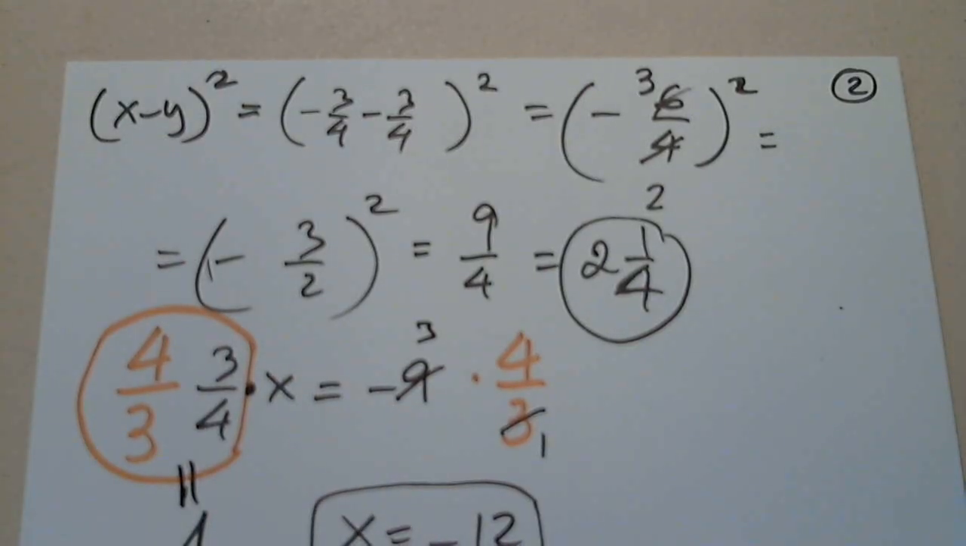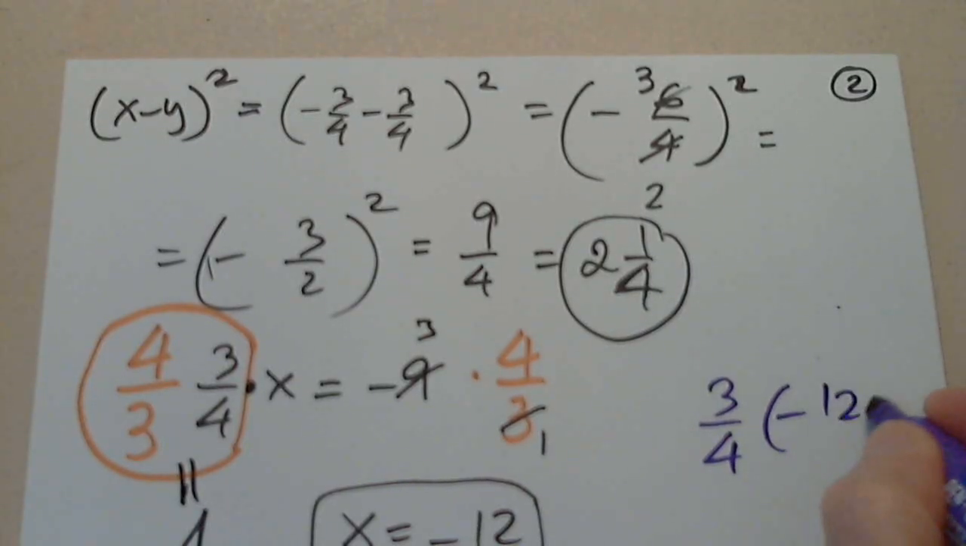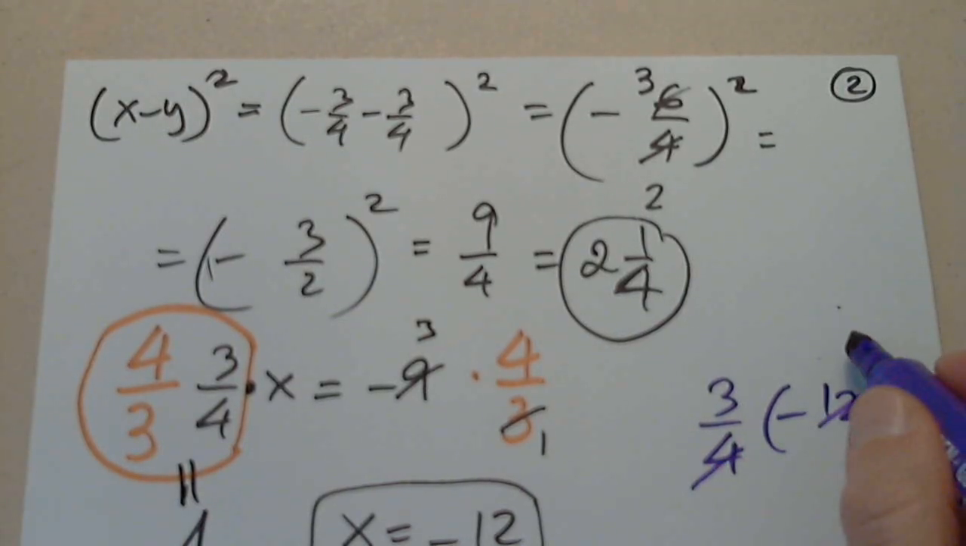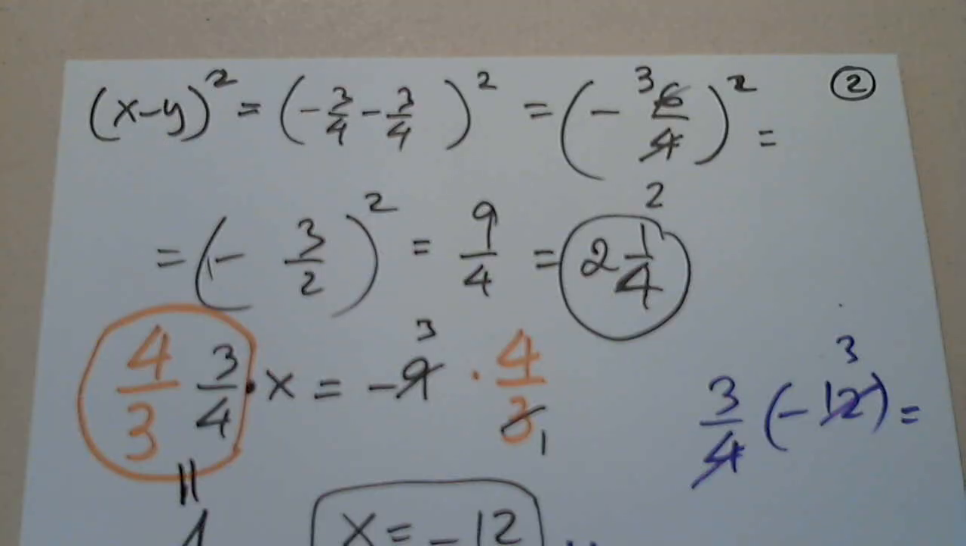Is this true? I don't know. All I have to do is plug it back in. I don't need anyone to tell me whether it's correct or not. I have 3/4 multiplied by -12. So when I simplify, 3 times 3 is 9 with a minus in front is -9. So I'll say yes, that's correct. The left-hand side is -9. The right-hand side is -9 when I replace x by -12. And it's done. Any questions? Any questions, please?